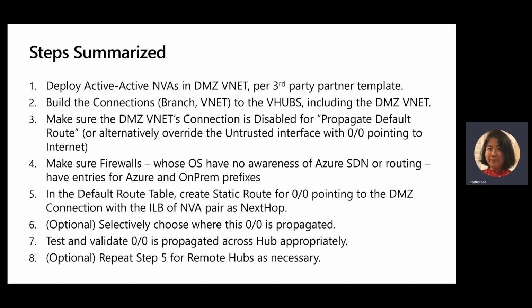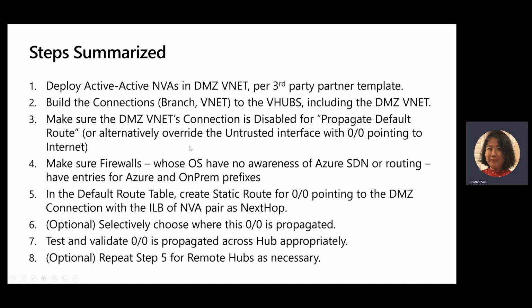So to summarize the steps of what we've done, we can configure secure internet access via DMZ firewalls with these simple steps. First, you deploy the active-active NVAs in the DMZ VNet by using the standard third-party partner templates. Nothing needs to change with virtual WAN. Now, with this DMZ VNet, you want to build connections to virtual WAN, and you're going to build connections to other VNets and branches.